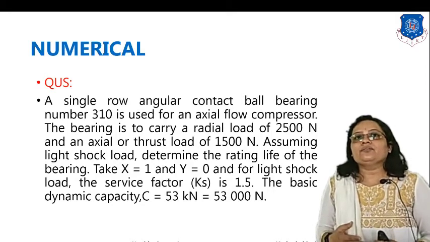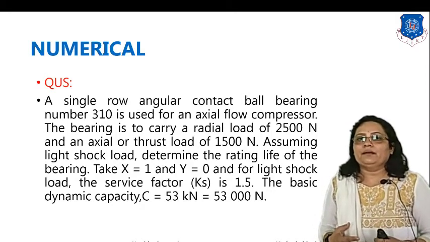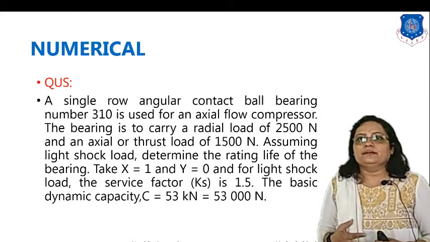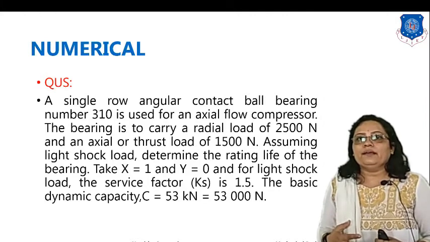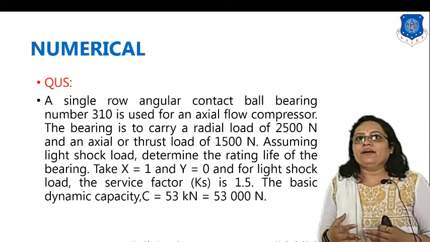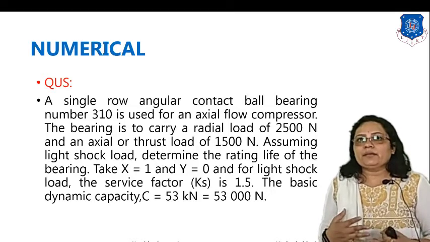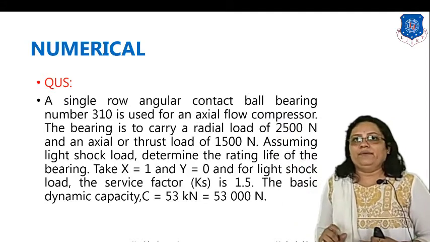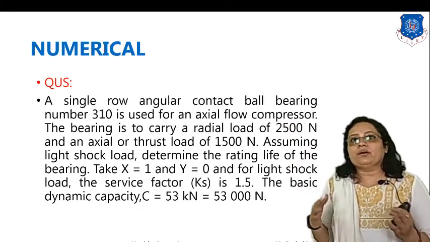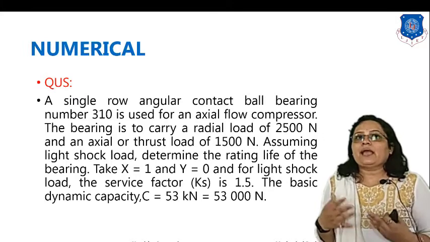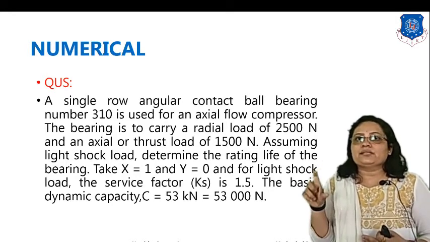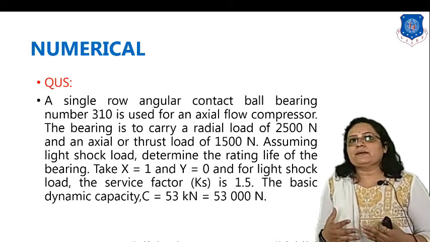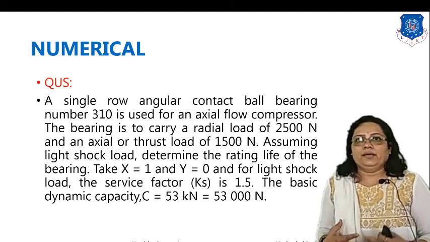Okay, so a single row angular contact ball bearing number 310 is used for an axial flow compressor. The bearing is to carry a radial load of 2500 Newton, right? So the bearing given here is an angular contact ball bearing. In the classification of bearings, we have already seen what is meant by angular contact ball bearing. There is an angular portion given, or some angle is given, so we can insert balls and rollers. That is the specification of your angular contact bearing, right?